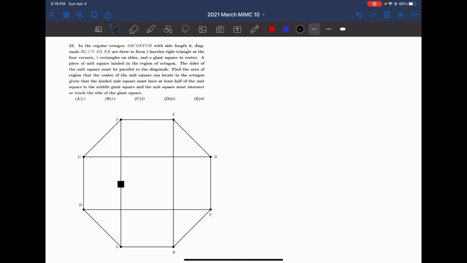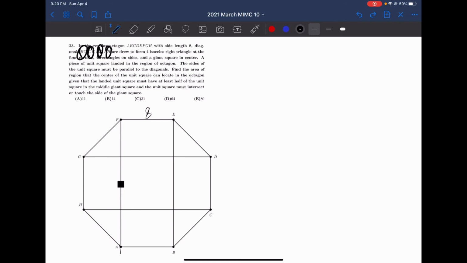In number 23, it has a very, very long-looking problem, but it is not that complicated. Basically, there is a regular octagon with side length 8, and by the way, the labels for this diagram are a little bit misplaced, because it actually says B, G, C, F, A, D, and E, H. However, in the diagram, it will be A, F, E, B, E, C, H, and D, G. But that does not impact the problem. I mean, it does impact a little bit, but it doesn't impact a whole lot.